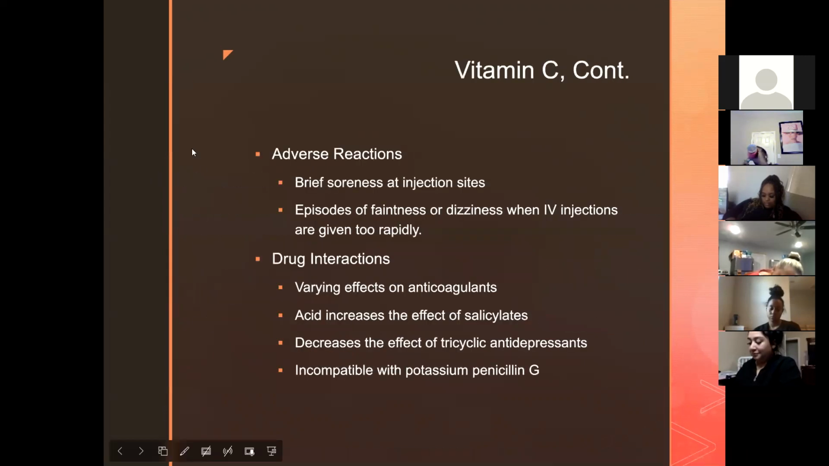It's just because. Right. Vitamin C, your patient might have brief soreness at the injection site. They may feel dizzy if it's given too rapidly, so you want to give it a little bit slow. This will increase the effect of salicylates. So if your patient is taking a lot of aspirin, which is a blood thinner, the vitamin C could increase the effect of it. Not compatible with potassium penicillin G, so don't give them together. And it can be given orally or parenterally.